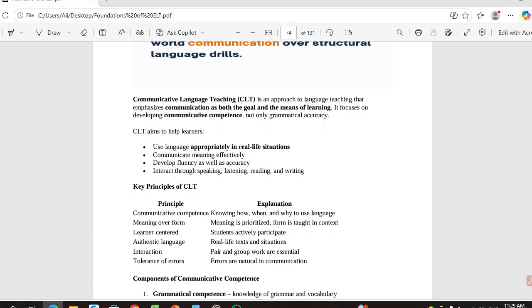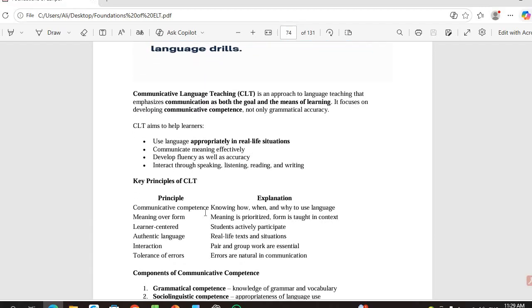What are the key principles of this methodology? Communicative competence, meaning over form, learner-centered, not teacher-centered, authentic language, so they use real-life texts and situations. Interaction, pair and group work are essential, and tolerance of errors. Errors are natural in communication.